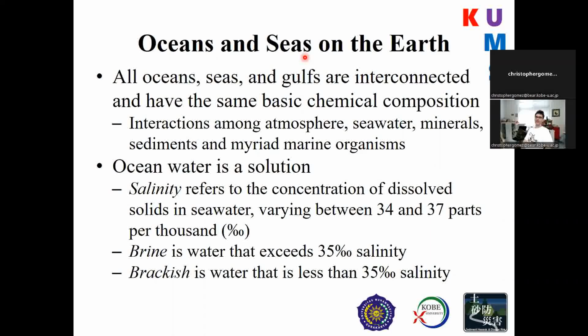So the salinity refers to the concentration of dissolved solids in water, in seawater more exactly, varying between 34 and 37 parts per thousand. Then you have what we call the brine. The brine is the water that exceeds 35 parts per thousand of salinity. And brackish is the water that is less than 35 of salinity. So you have the salinity level, you have brine at 35 and more, and you have brackish at 35 and less.